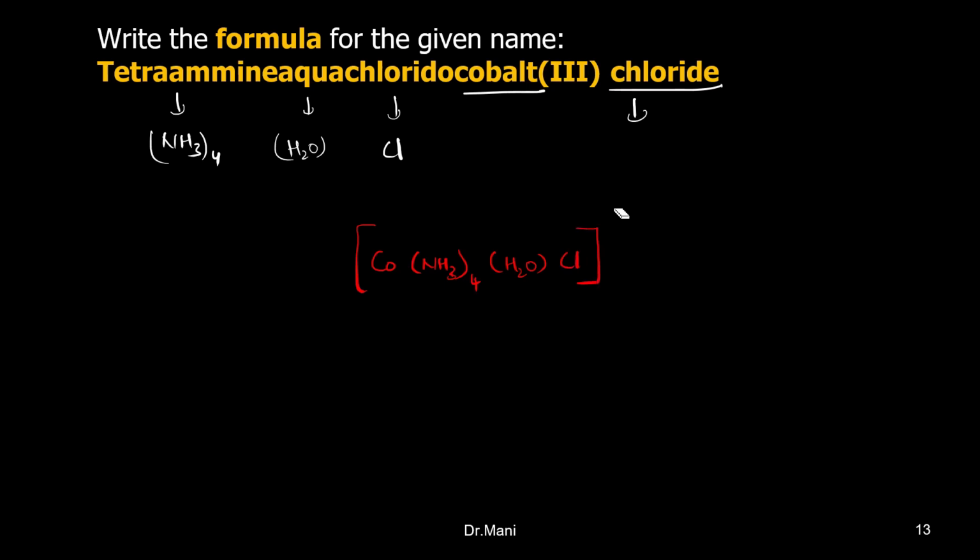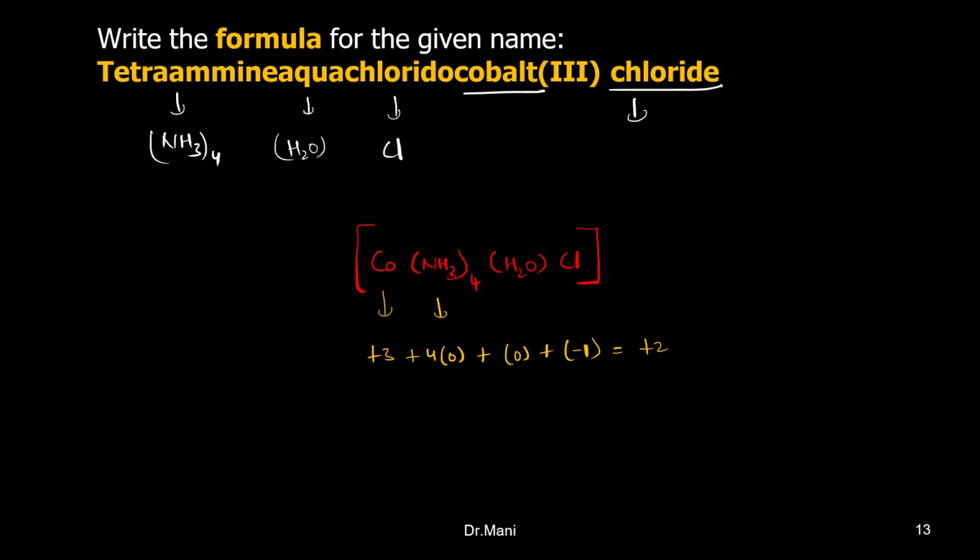Now I need to find out what will be the net resultant charge over here. So how do we find out? First cobalt, we know it's 3. So this will be plus 3. What will be the charge of ammonia, NH3? It's a neutral charge, right? So plus 4 into 0, plus what will be the charge of the water molecule? It's also 0. Plus what is the charge of the chlorine? It's minus 1. So that will be plus 3 minus 1. It will be plus 2. So here plus 2 charge is there.